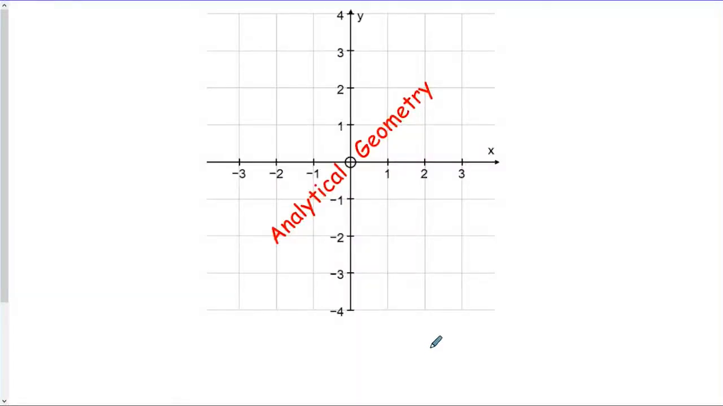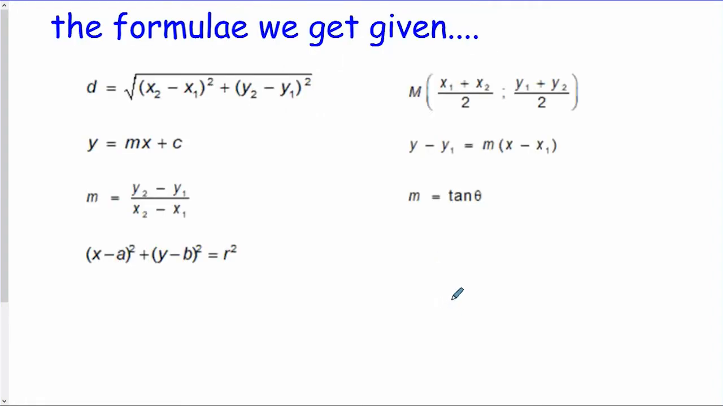Analytical geometry deals with plotting points and lines and circles, etc., in the Cartesian plane. First and foremost, we need to know how to identify and name points by an ordered pair, an x value, then a y value.